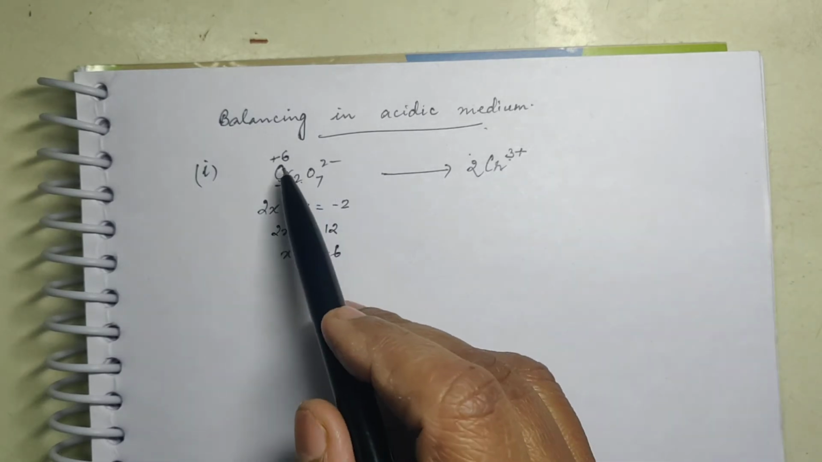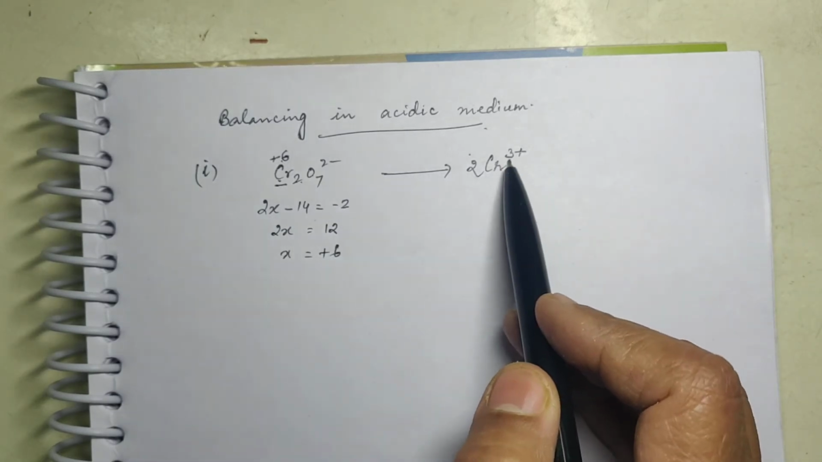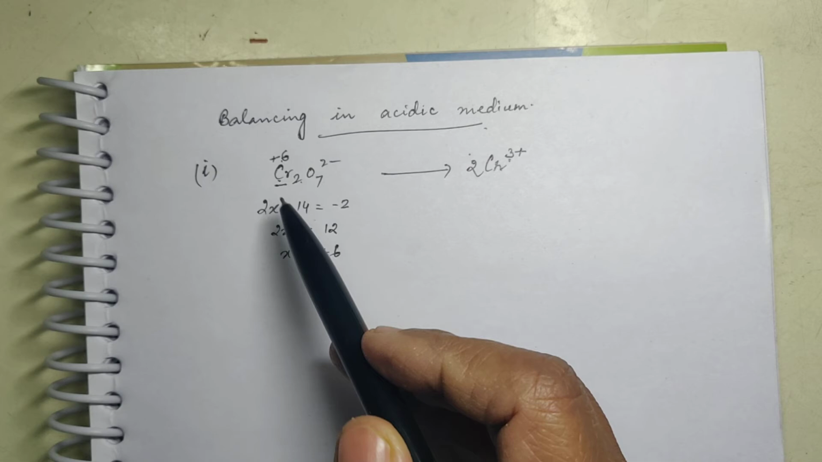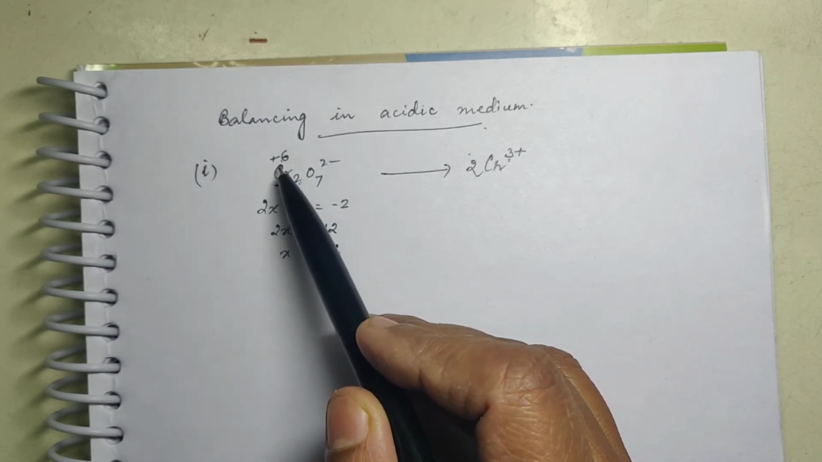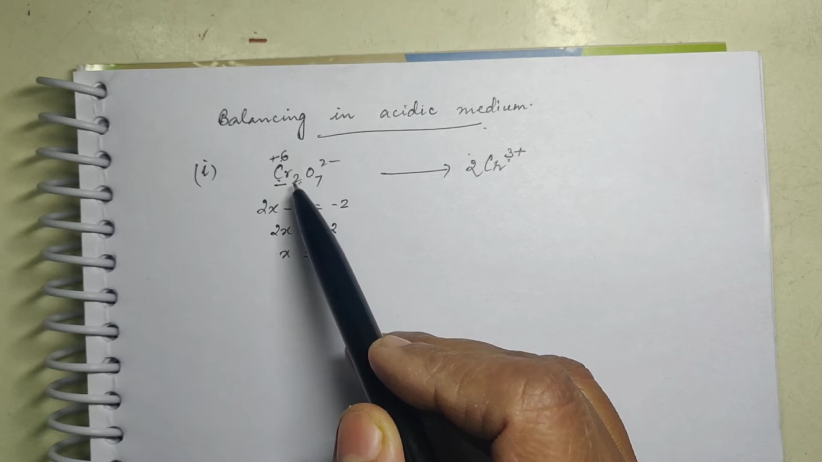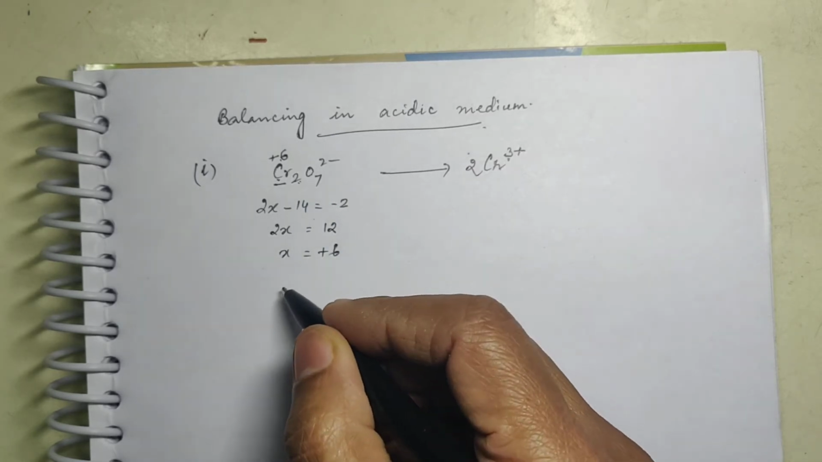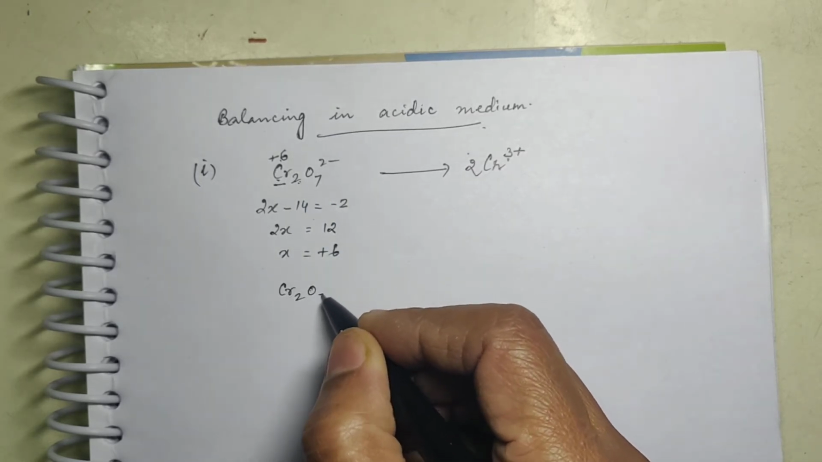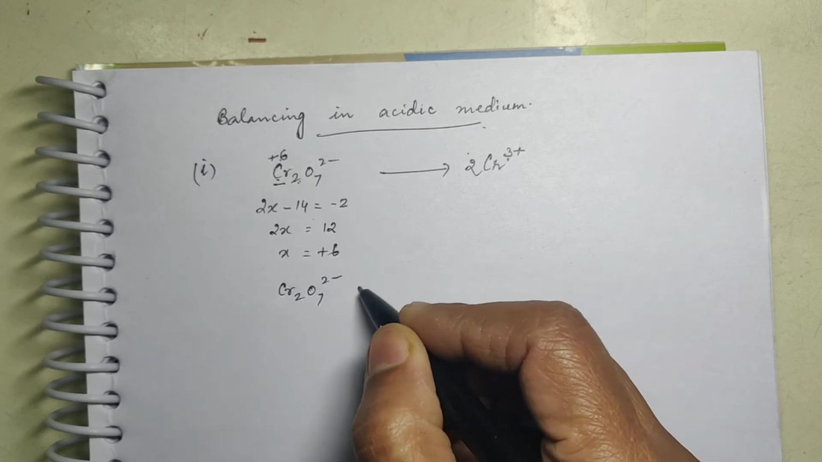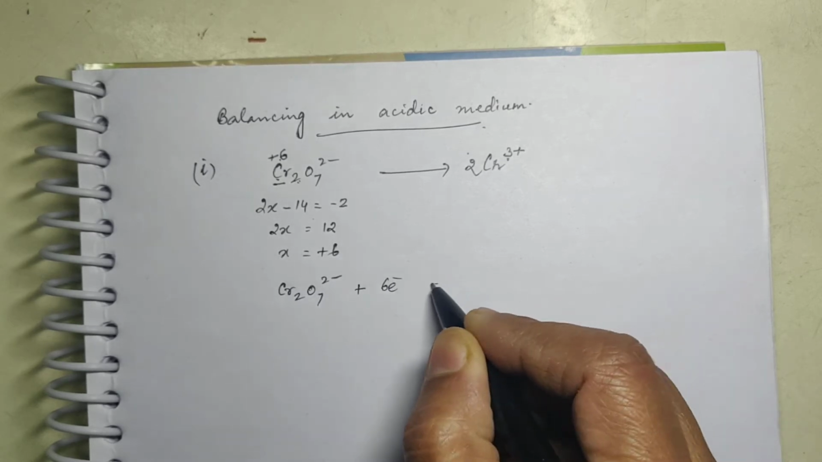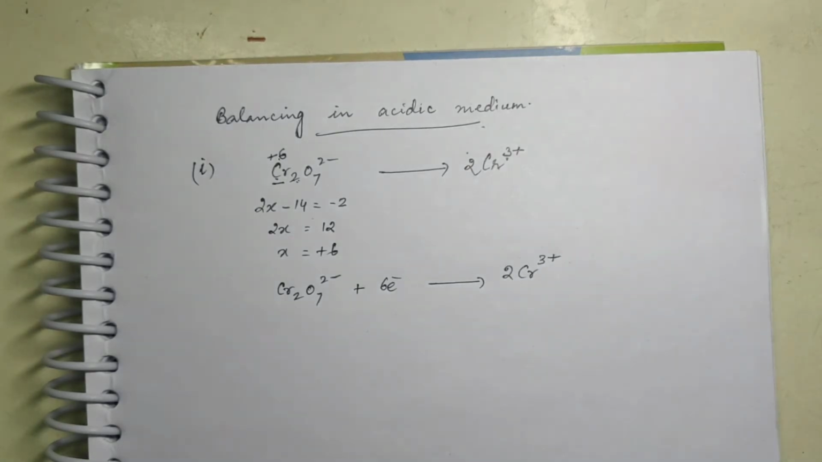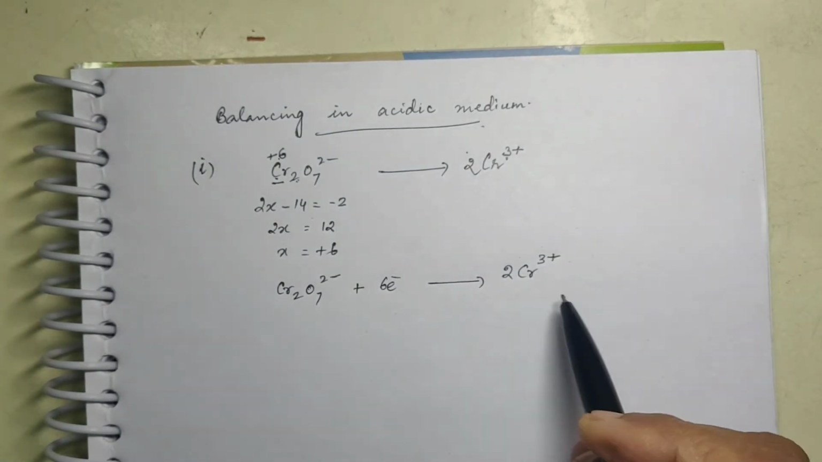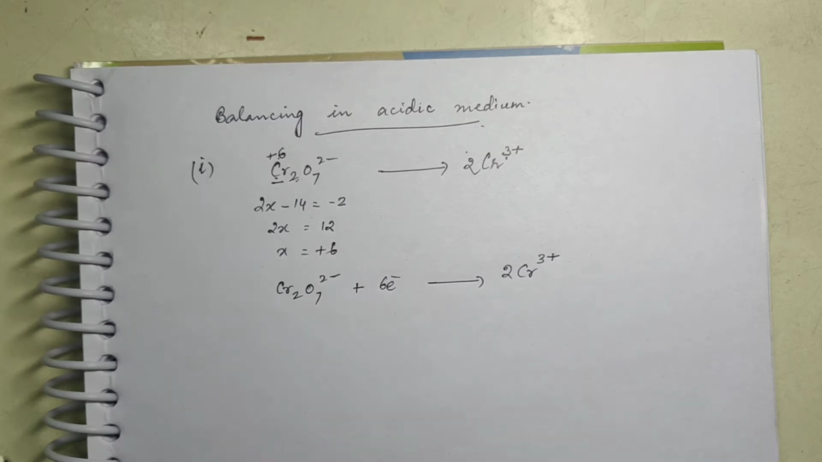How many electrons? To go from 6 to 3, 3 has to be removed. But there are 2 chromium atoms, is it not? For each chromium it is 3. For 2 chromium it is 6. So your next step would be Cr2O7 2 negative plus 6 electron will give you 2 Cr3 plus. So your charge on Cr is balanced. Now this plus 6 is no more needed.